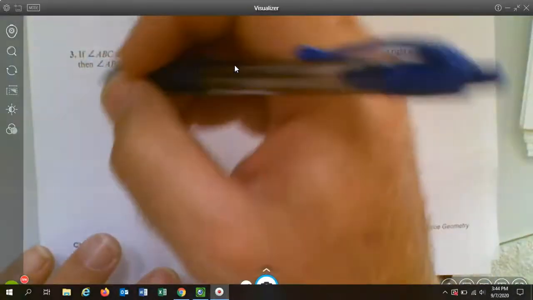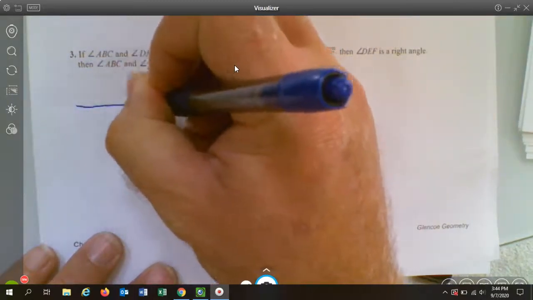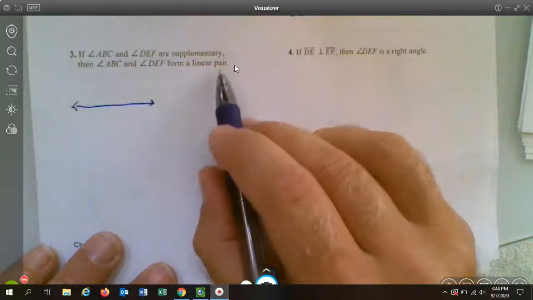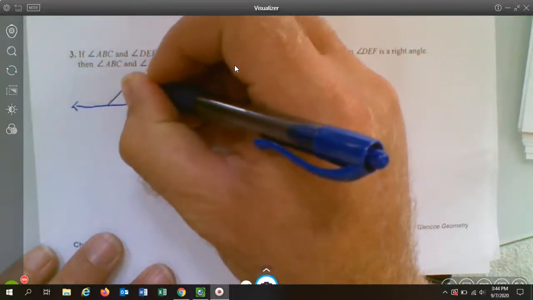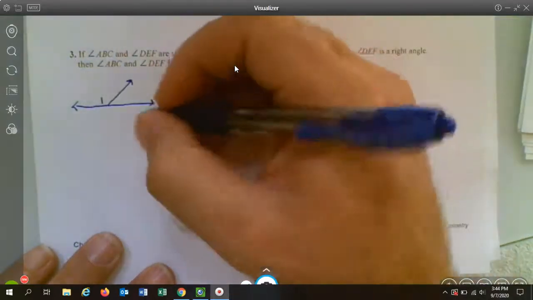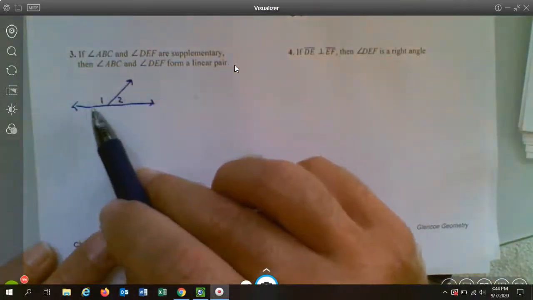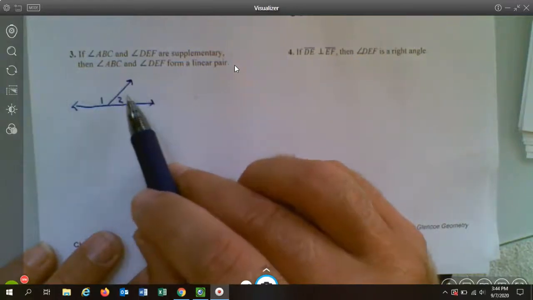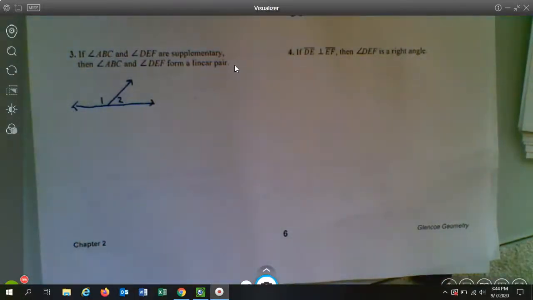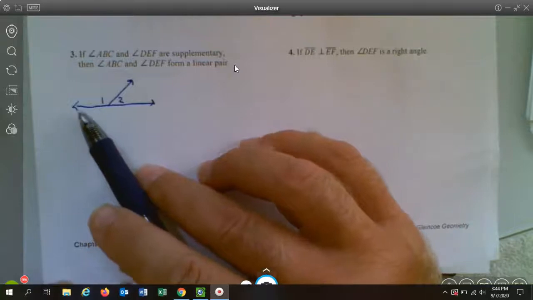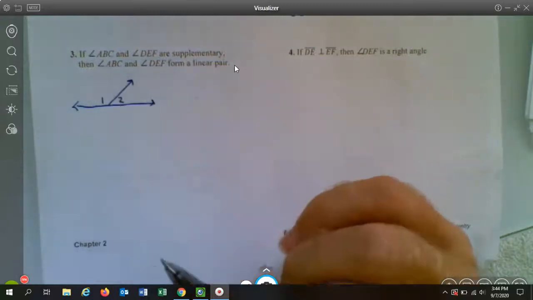Let's see. So I'm going to draw, remember what a linear pair is. A linear pair is two angles, I'm going to draw it for you, that form a line, right? It's a pair of angles that form a line. So here is angle 1, and here is angle 2. So those are two angles that form a line, right? This angle plus this angle form this line that you see right here. So that's what a linear pair is. And remember that lines are 180 degrees. And what does supplementary mean? Two angles that add to be 180 degrees.